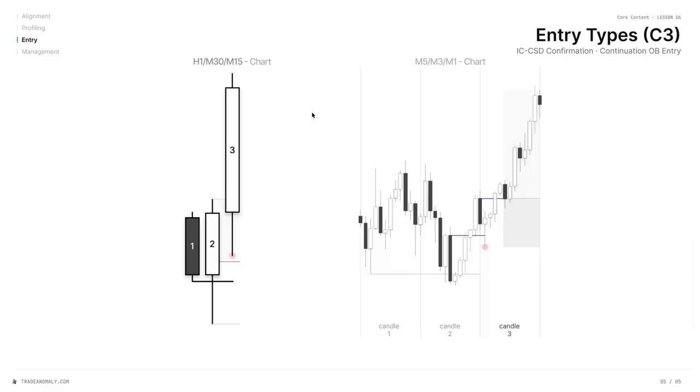So really there's pros and cons for positional entries versus intra-candle change state delivery. For positional entries, you have less confirmation, but you're typically going to get in more often.